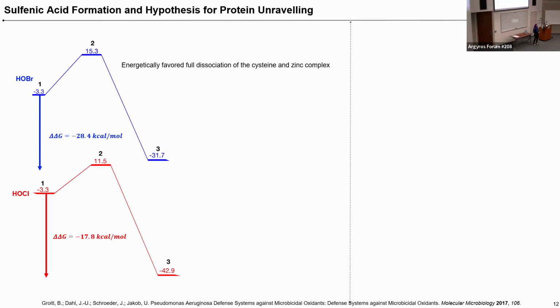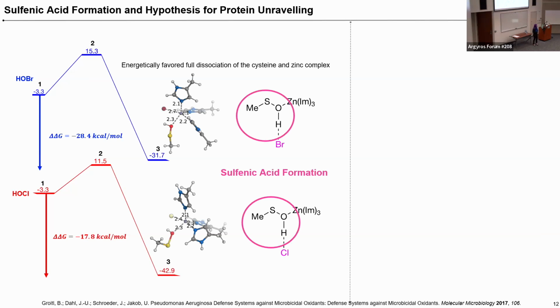So the sulfenic acid formation is integral to the protein unraveling, as the sulfenic acid release is what starts that process. So for the HOBr and HOCl cases, this is an energetically favored pathway. We're seeing that complex 3 is dropping in energy. For HOBr, it's negative 28.4 kilocalories per mole, and for HOCl, it is negative 17.8 kilocalories per mole.